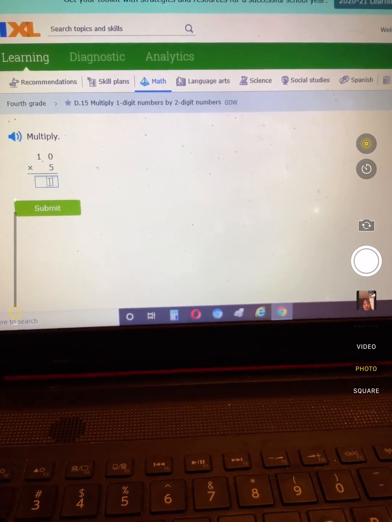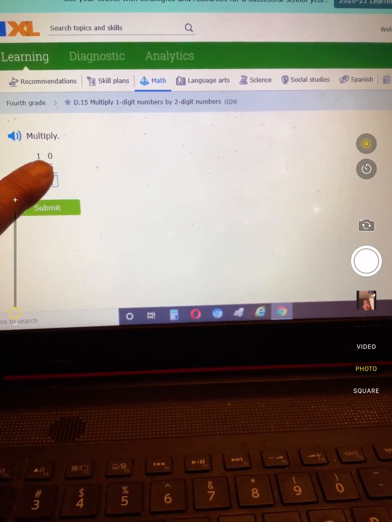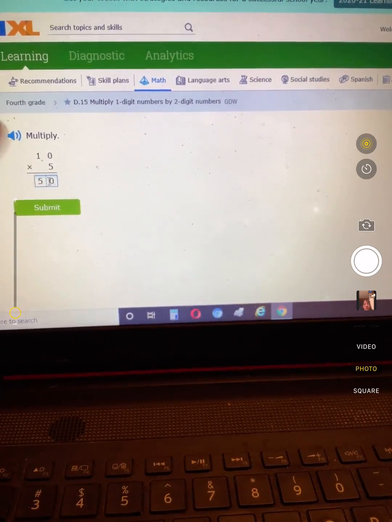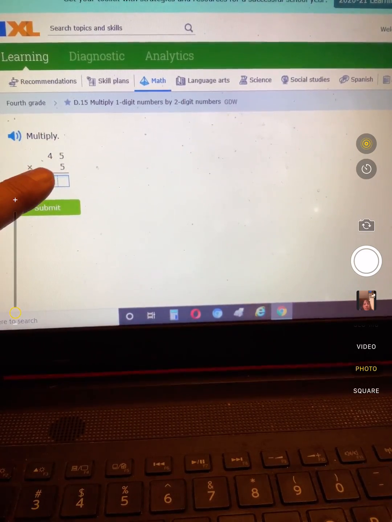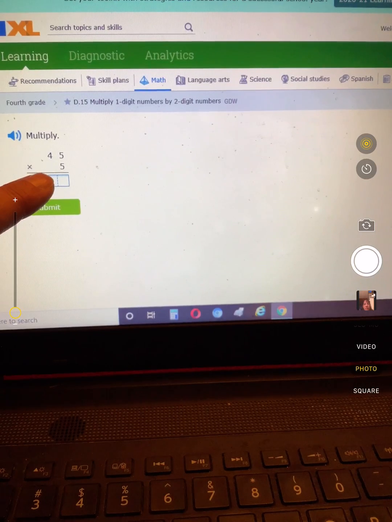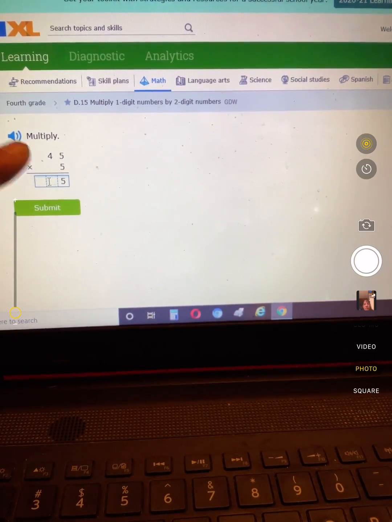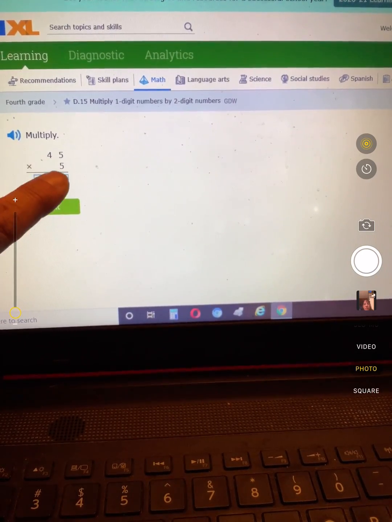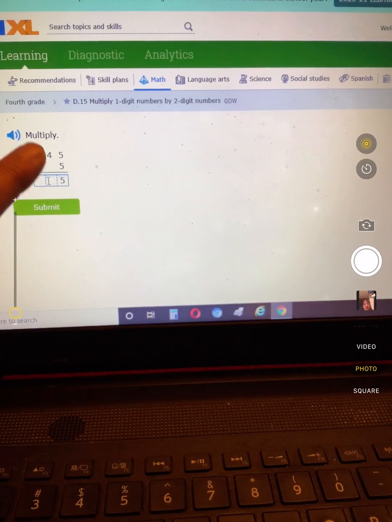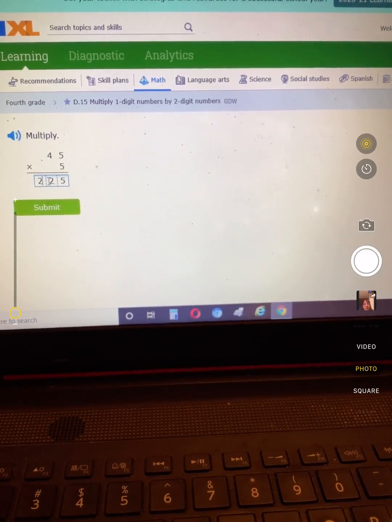All right, 10 times 5. Do the 5 times the 0, you get 0. 5 times 1, and you get 5. Go straight up. 5 times 5 is 25. Put the 5 there. You can't carry on here, but 5 times 4 is 20, plus 2 more would be 22.